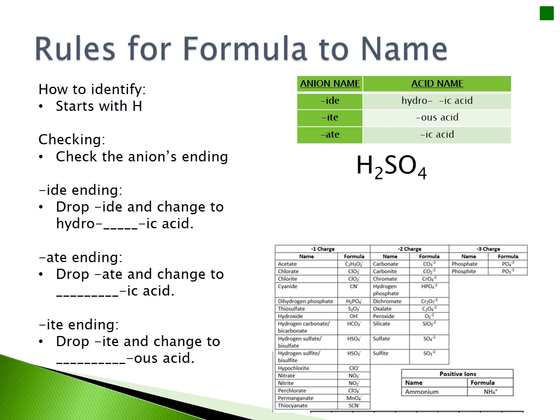All right, now we're going to try it the other way. So I'm giving you the formula and you have to go to the name. So how do you identify it? It starts with a hydrogen. It doesn't mean that it has a hydrogen in it, it makes it an acid. It's that it actually starts with that hydrogen element, okay?